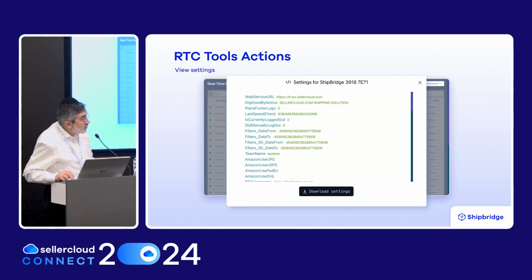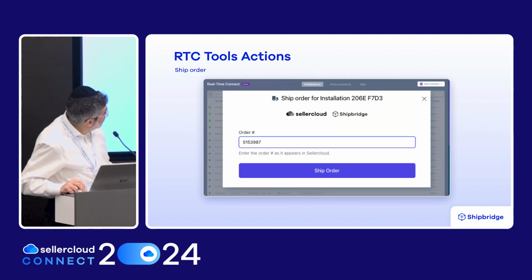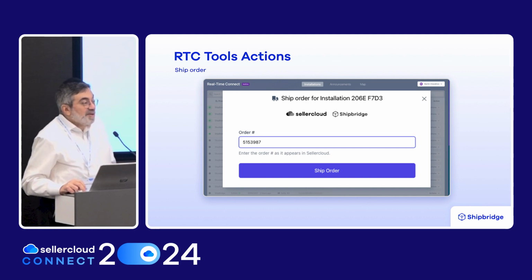You can view the individual setting file from the different installations, and you can ship an order. You can't select different things about the order, the service, and the carrier. That has to be done on Shipbridge, of course. But if you're happy with the way the order is, you can ship it from Shipbridge, from Real-Time Connect, just by entering the order ID and clicking ship order.